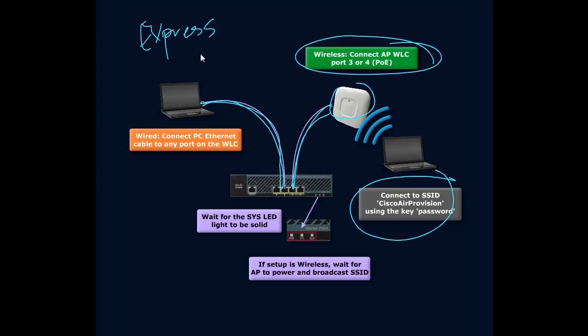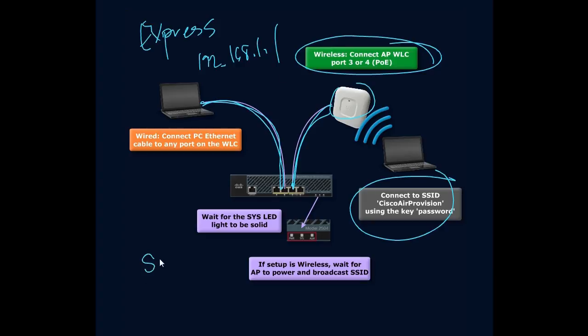Again, 192.168.1.1. That takes us to the actual HTTPS, where we can use the wizard to define the wireless LAN controller. Now, all of these options, the CLI, the wired approach, this wireless or express mode approach, allow us to configure certain items. Now, what can we configure?